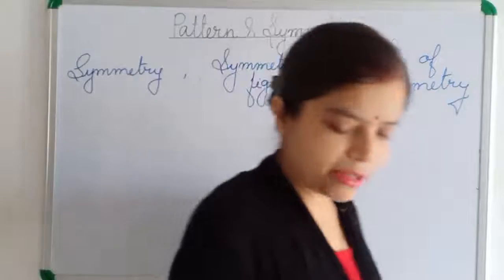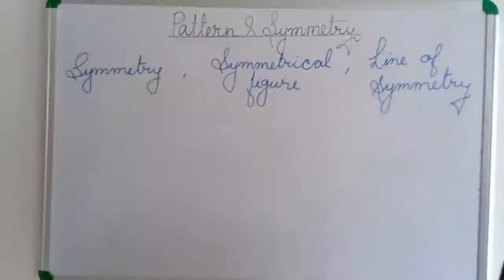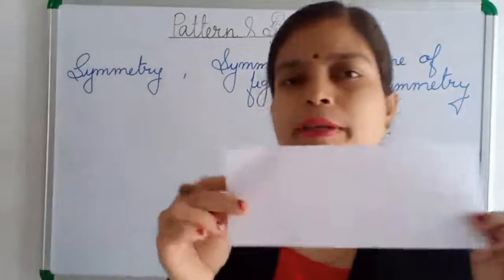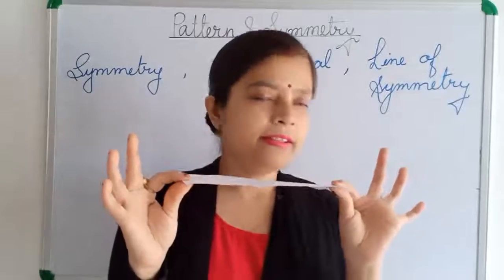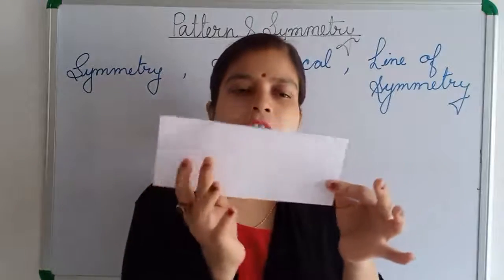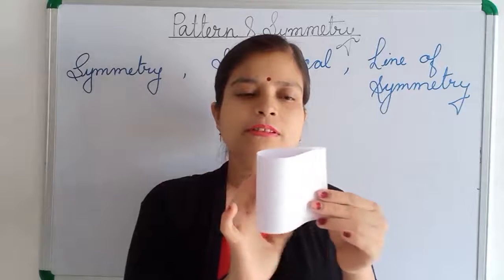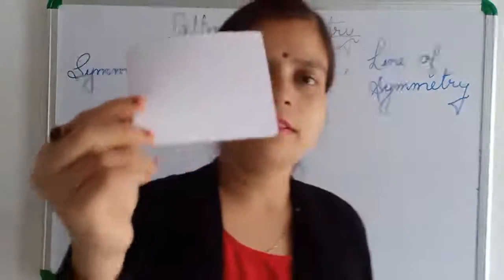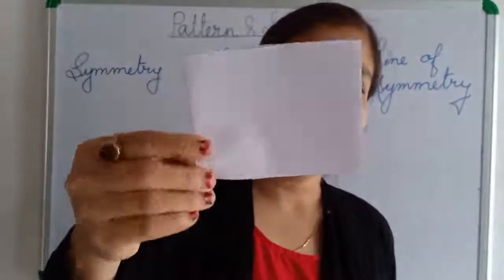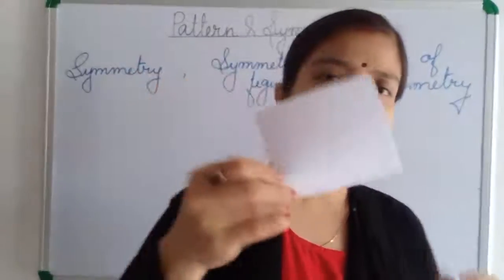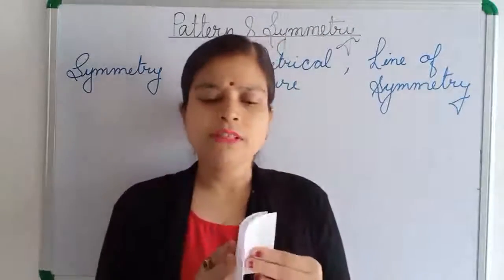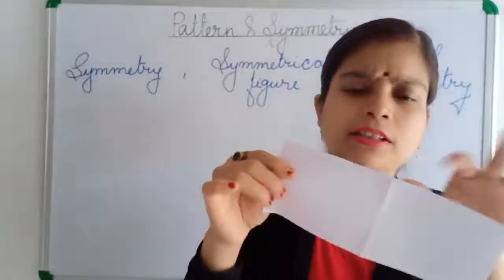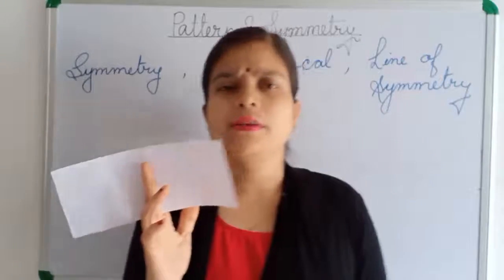So for this, first I am showing you one activity. This is a piece of paper. Which shape is it? It is a rectangular shape, okay? Now I am folding this paper from the middle, and you can see that it is covering each other. When we are folding from here, this paper is covering it. Means we can divide this paper into two equal halves. If we cut, it will be equal halves.